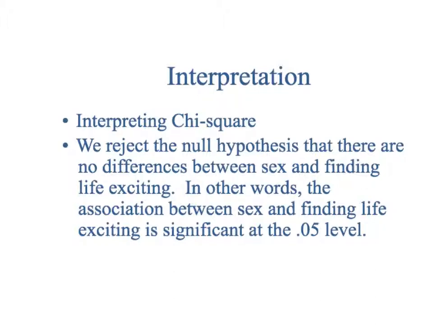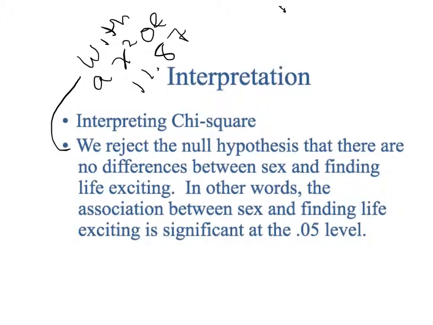So here's how we'd interpret chi-square. We would say that we reject the null hypothesis, that there are no differences between sex and finding life exciting. In other words, the association is significant at the 0.05 level. Now, the one thing missing from this interpretation is that we would need to say something about the actual value of chi-square. So with a chi-square of 11.87, we reject the null hypothesis. So that's the only thing that you would need to add to this. So that is how you would interpret chi-square and calculate it by hand.